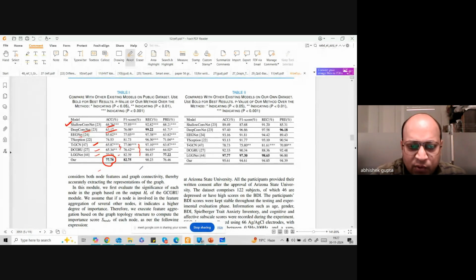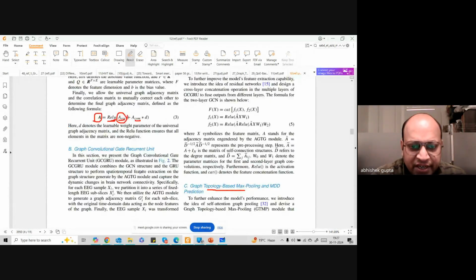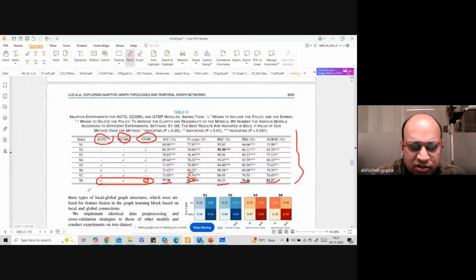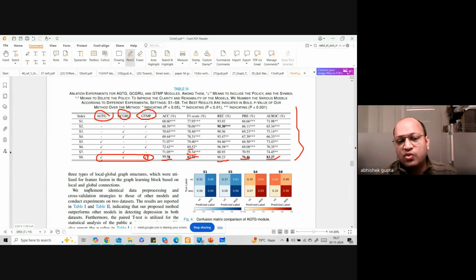And apart from this state of the art, they have also presented the ablation study. As you can see, the ablation study covers various combinations of these three modules. There are 8 cases they have presented of their work. In one case, there is no module being used, simply a classifier is being used.